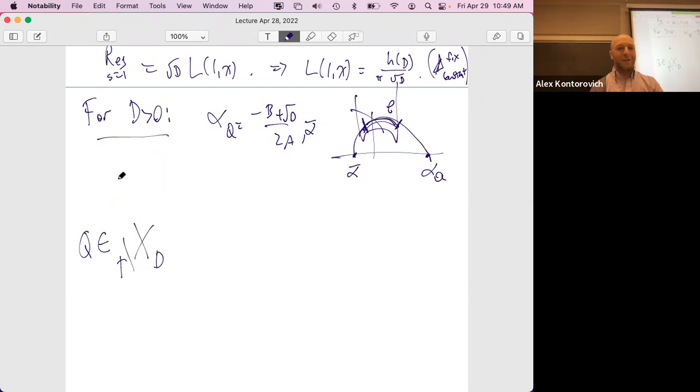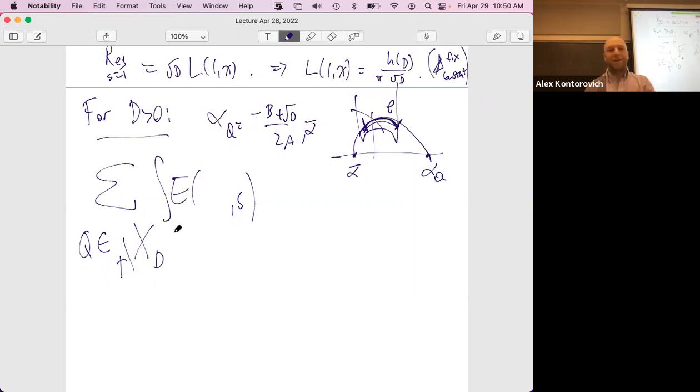If we look at forms in here and we want to sum over these forms, we can't evaluate the Eisenstein series at alpha_Q. The Eisenstein series was defined in the upper half plane, not in this limit. So instead, well, it's kind of an arbitrary thing. Why not integrate along the geodesic? Let's integrate the Eisenstein series along the geodesic.